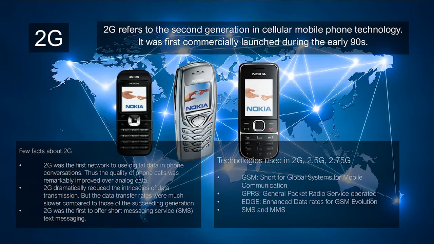Thus, the quality of phone calls was remarkably improved over analog. 2G dramatically reduced the intricacies of data transmission, but the data transfer rates were much slower compared to those of the succeeding generation. 2G was the first to offer short messaging service, SMS text messaging.